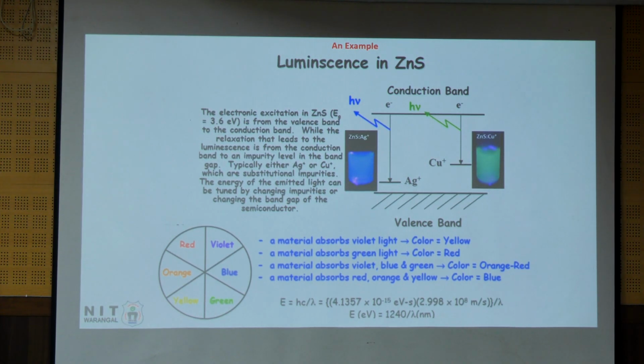Then you can play with various dopants. You dope this one, you will get one color. You dope with some other element, you will get a different color, and so on. Okay, that is for the doping. And if you don't dope anything, you create defects, then also you will get a distribution, and then also you will get color. In both the ways you can detect.